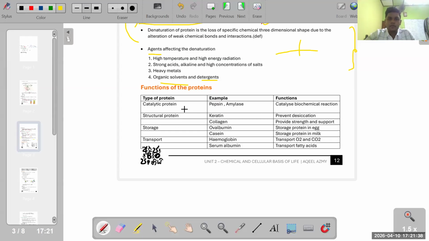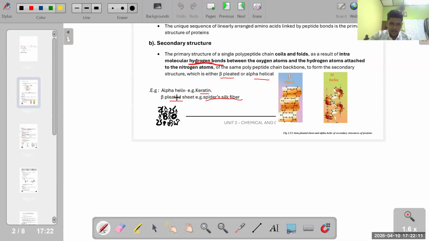Structural protein. Structural protein means they contribute structure-wise. Example, keratin. Keratin, think carefully. Keratin belongs to which structure of protein? We studied four structures: primary, secondary, tertiary, quaternary. Which structure? Secondary, right? Secondary, alpha helical or alpha helix, we can say both. Alpha helix, example, keratin.